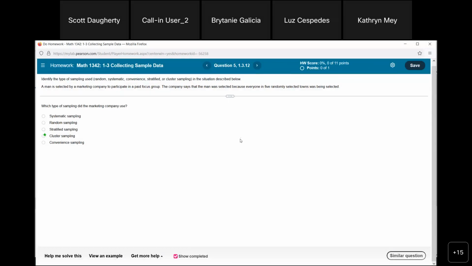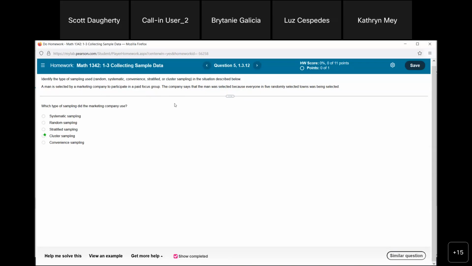Okay, so this one is a cluster sample. So let's talk about what a cluster sample is. In a cluster sample, you take the population and you break it up into subgroups called clusters. And then in this example, they say a man is selected by a marketing company to participate in a paid focus group. The company says that the man was selected because everyone in 5 randomly selected towns was being selected.